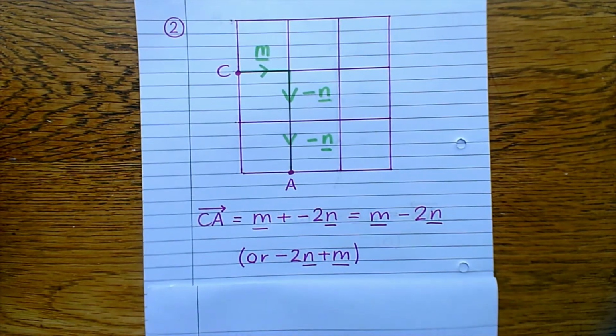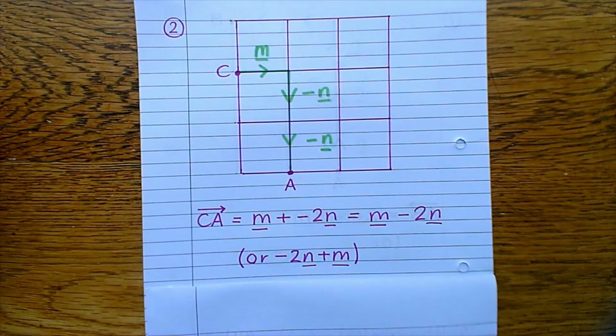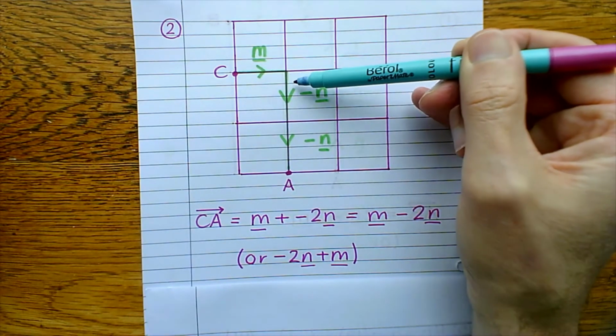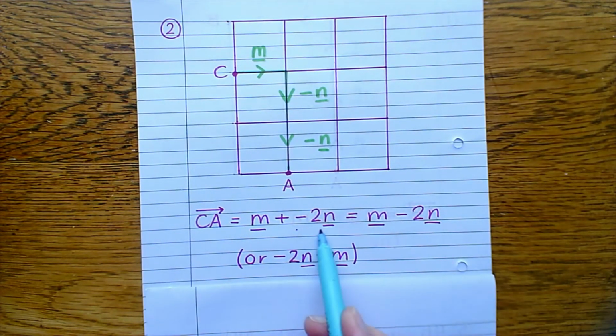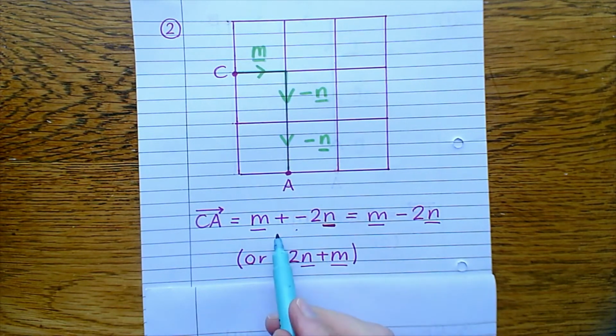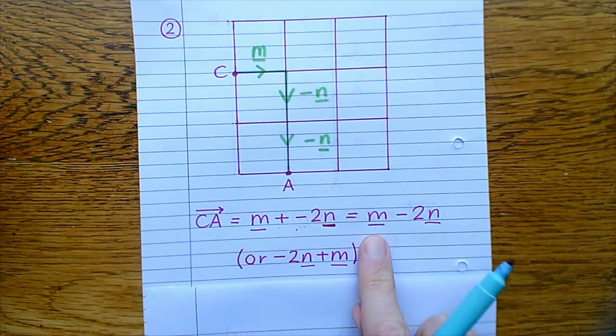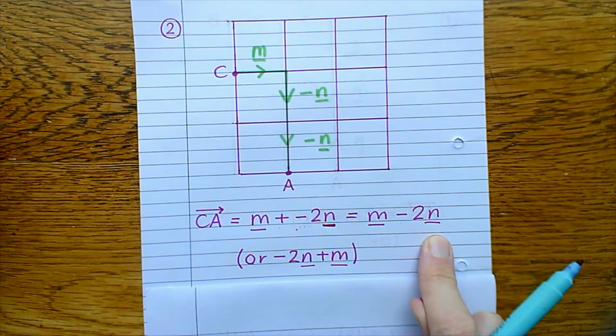This time we've got to get from C to A. So we can move across using m, but we have to add minus 2n. We've got to reverse the direction of n because it was an up vector, so we make it minus to make it a down vector. In other words, plus minus, just like back in basic arithmetic, plus minus is minus, so the answer we would expect is m minus 2n.